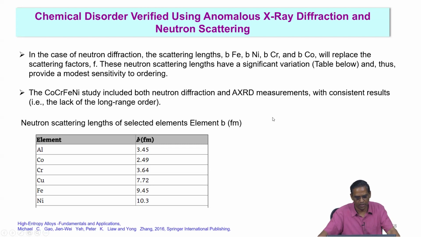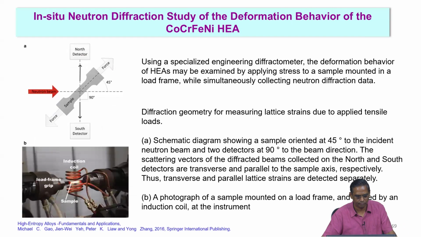So, this is one of the sophisticated techniques which is required when you have complex high entropy alloy systems. I think I have one interesting observation. It is an in situ neutron diffraction study of the deformation behavior of cobalt, chromium, iron, nickel high entropy alloy.